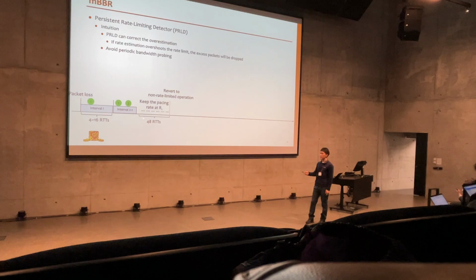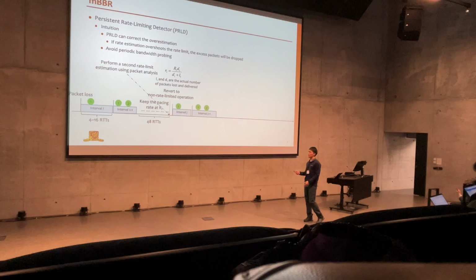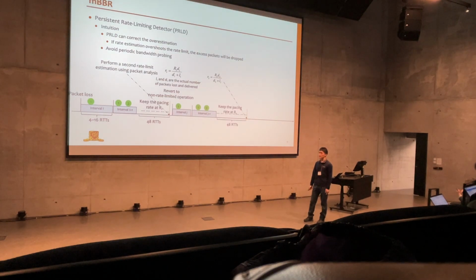When the BBR optimizer detects the rate limiting, it keeps the pacing rate for 40 rounds, and at the end of 40 rounds, PRD kicks in to perform a second rate limit estimation using packet analysis. So it considers if there is some packet loss, and uses this to perform a second rate limit estimation. So it will correct the overestimation. And after that, the BBR optimizer can detect the rate limiting again, and then it also does a second estimation.